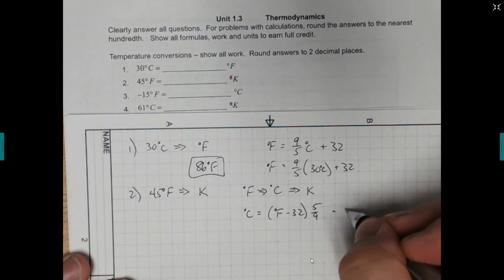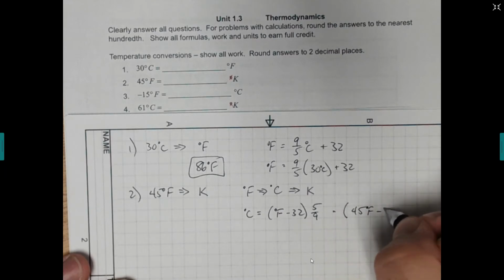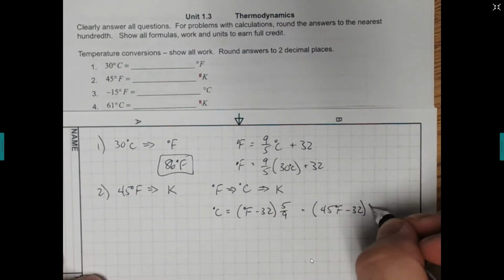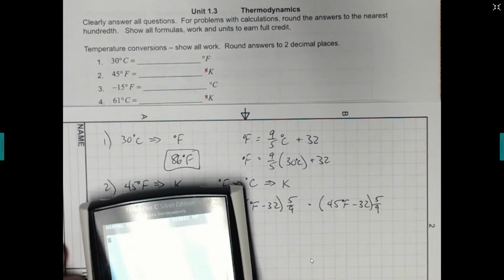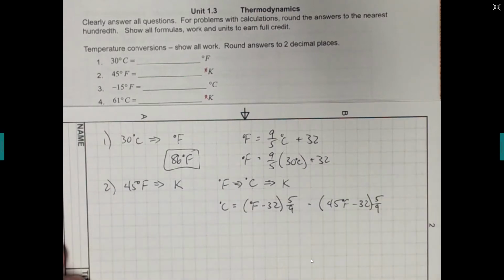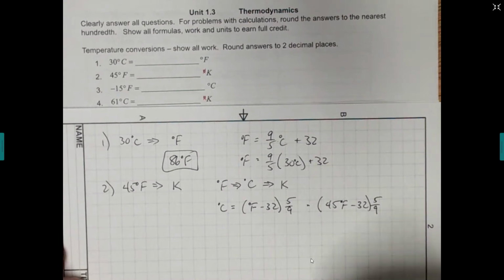And so when we do that one, it's my 45 degrees Fahrenheit minus the 32, and then multiplying that times 5/9. And now let's put that in the calculator. So we have the 45 minus the 32 is that, and then we're going to multiply that times 5 and divide it by 9. And we get 7.22. Then from there we want to add 273, right?